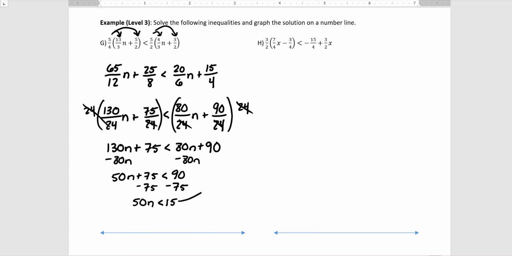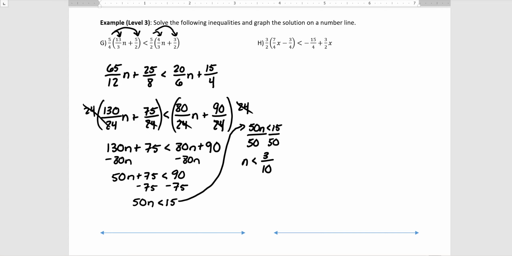Now I'm going to take this up top here so that I got a little bit more space. So 50n is less than 15, divide by 50, divide by 50. When I do that, I would get n is less than 15 over 50. I can take a 5 out of each of those, and that would reduce to 3/10. So n is less than 3/10.